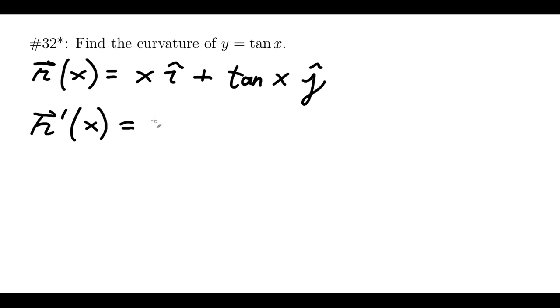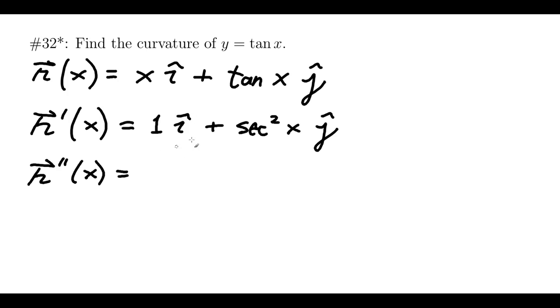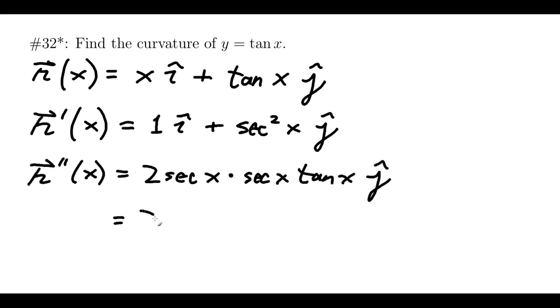So r prime, derivative of x is 1, so we just have 1 i plus the derivative of tangent is secant squared. And now we want r double prime. This first term is constant, so that goes to 0. The derivative of secant squared, by the power rule and chain rule, we have 2 times the secant of x times the derivative of secant of x, which is secant x tangent x. So cleaning that up a little bit, we have 2 secant squared x tan x times j.